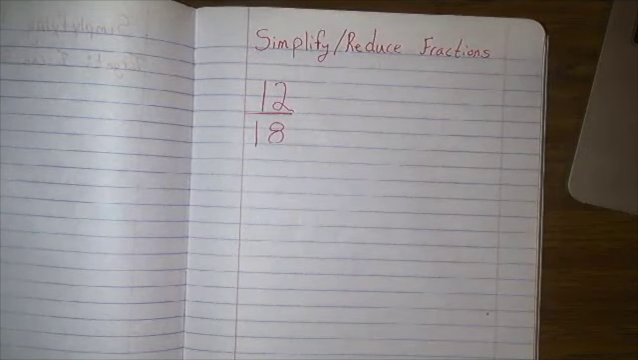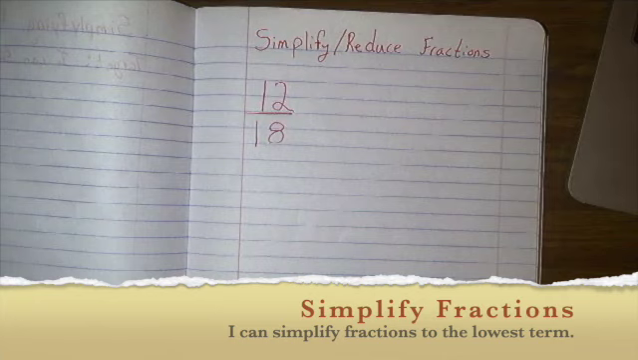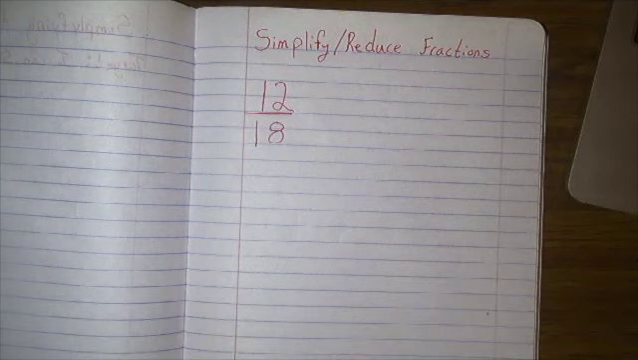I just want to talk to y'all briefly about simplifying or reducing fractions. About a week ago, when we were leaving for Thanksgiving break, we went over finding equivalent fractions. And we know that to find the equivalent fraction, we can multiply our numerator and denominator by the same number to find an equivalent fraction. And y'all all have notes on that. So today I want to focus on simplifying or reducing fractions.